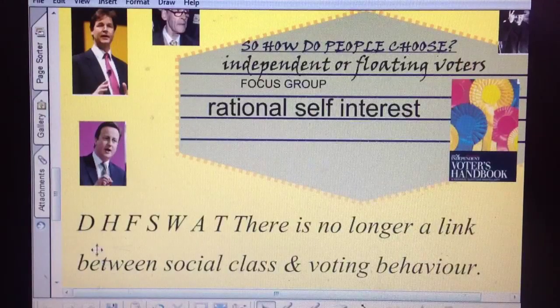And in class, discuss how far sociologists would agree that there is no longer a link between social class and voting behaviour. It's quite a common sort of question. We'll go through it in a lot more detail in class.